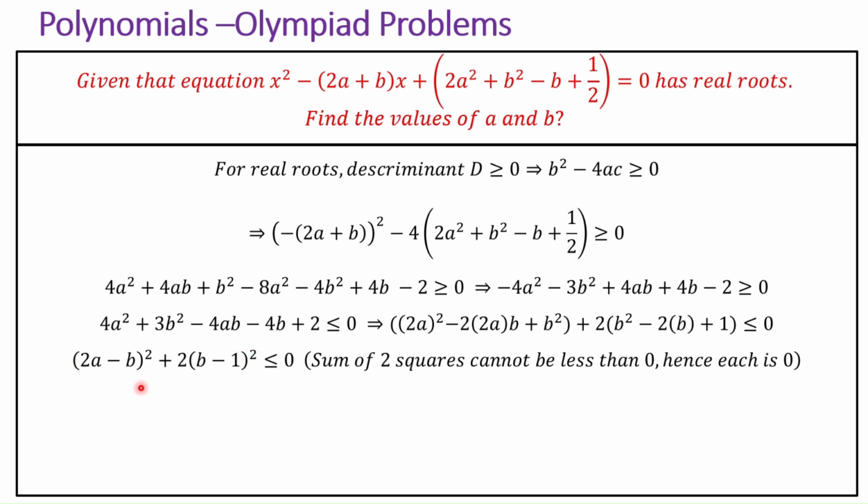LHS side is 0 if and only if each term is 0, because otherwise they are positive. They can't be negative, right? So which means very simple: 2a minus b equal to 0 and b minus 1 equal to 0. Right? And if you resolve it, b equal to 1, this is one value, substitute the value, what you will get is a is half. This is the solution. Okay, hope you understood this part very well.